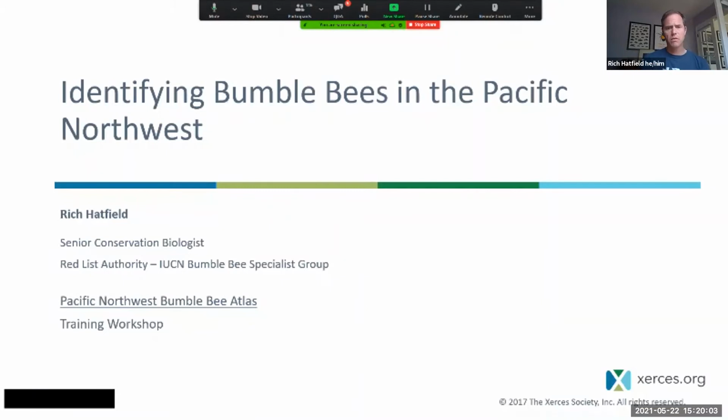Okay, we are now going to get started with talking about identifying bumblebees in the Pacific Northwest. Some of this is really going to be focused on these 4 primary species that we're looking for. So I want to make sure that you all know the basics of how to identify those 4 species, but also what photographs are the best ones to take.